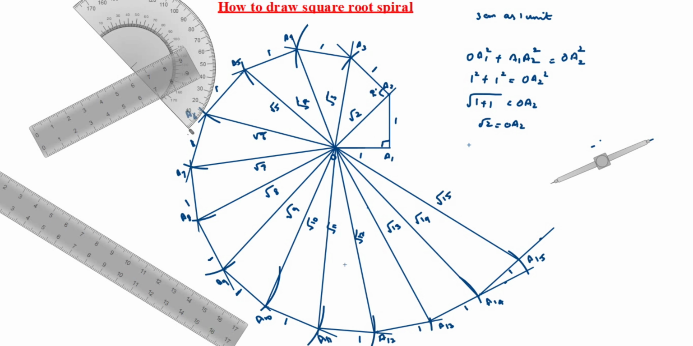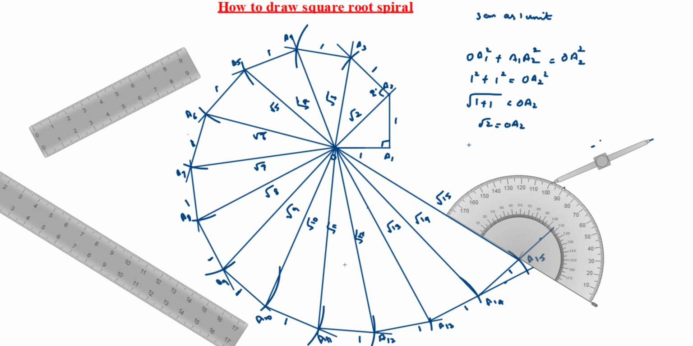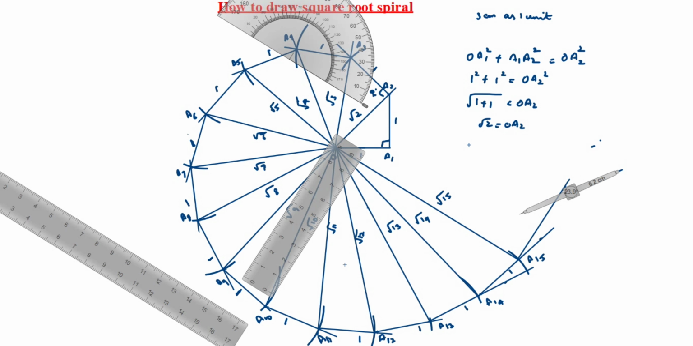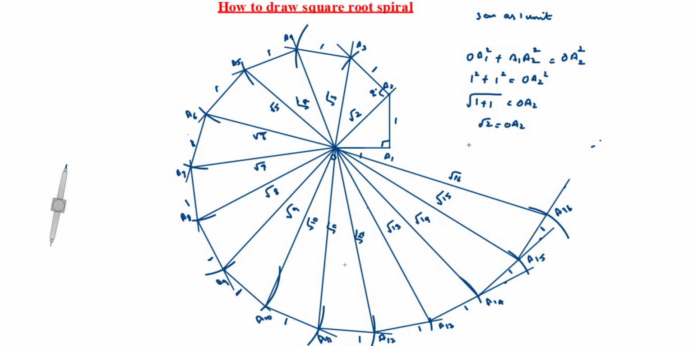Take protector and keep the protector OA15 as a baseline and mark the point perpendicular, that is 90 degree at A15. Using scale to join the point. Next take compass and keep compass tip at A15 and reduce to 3 cm and draw an arc. Now using scale to join the points. Here is 1. Write the naming A16. This is root 16. Thanks for watching this video.